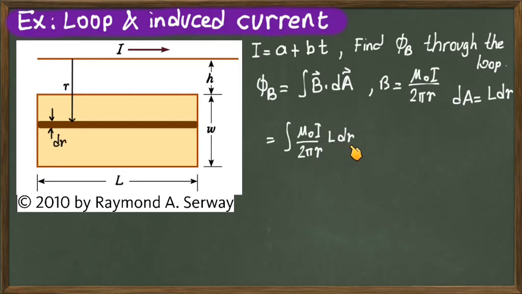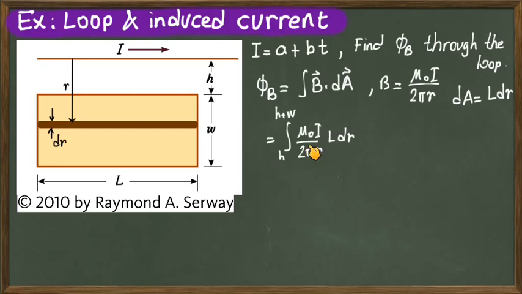So once you get an expression d of something inside the integral, that means d of something is the variable of this integration. And the variable of this integration is r. And r is changing for this loop from h to h plus w. So this defines the limits of the integration. When r is equal to h, it starts over this rectangle and goes through the rectangle to h plus w. So these are the limits of the integration.